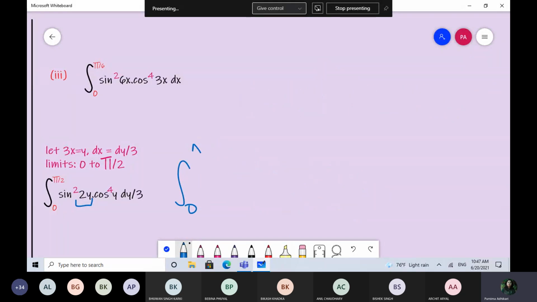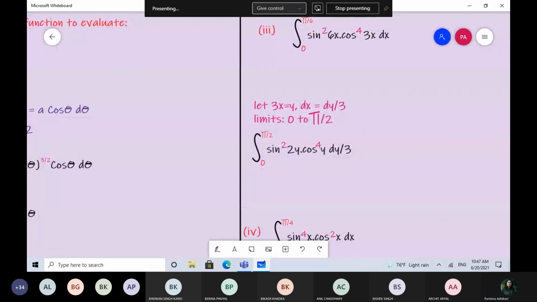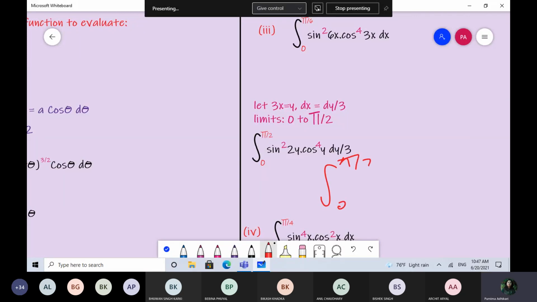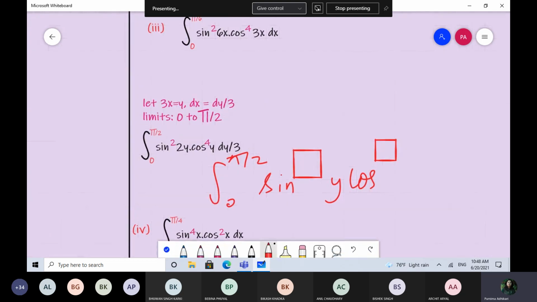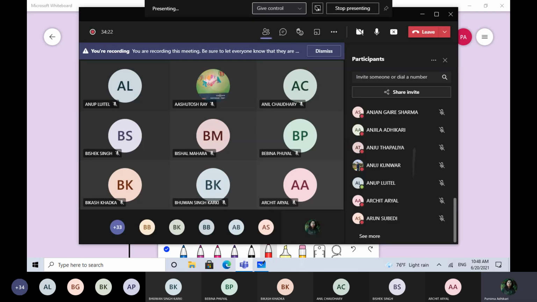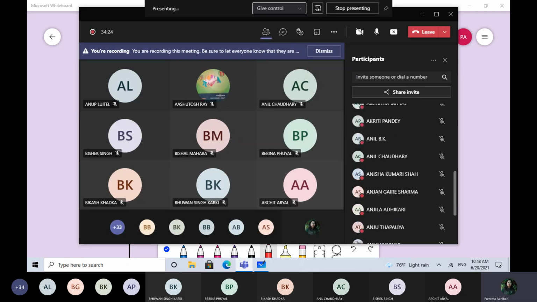One of you will tell me. I'll pick your name. 0 to pi by 2. Yes, what are you going to get? Sine to the power what? Y, cos to the power what? Just I will pick your name, okay? That will make everybody alert. Whether you are physically present or not, that assures me also. Akriti Pandey.